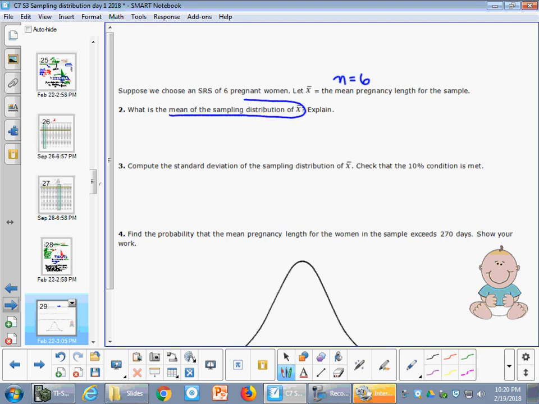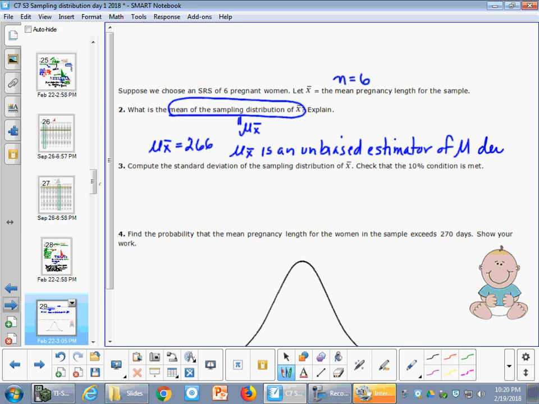So what is the mean of the sampling distribution of x bar? That is the words for mu sub x bar. And I know that mu sub x bar equals 266 because mu sub x bar is an unbiased estimator of mu, due to the simple random sampling and the fact that the mean of the sampling distribution is a very good statistic to use for the mean to infer the mean of the population.